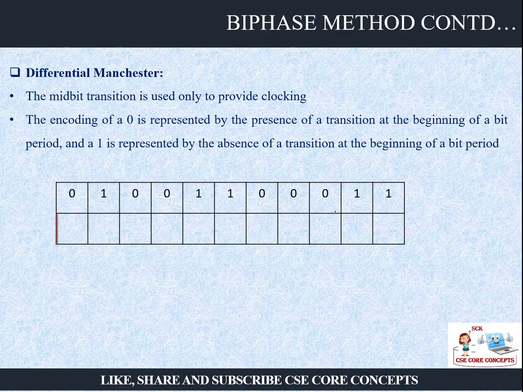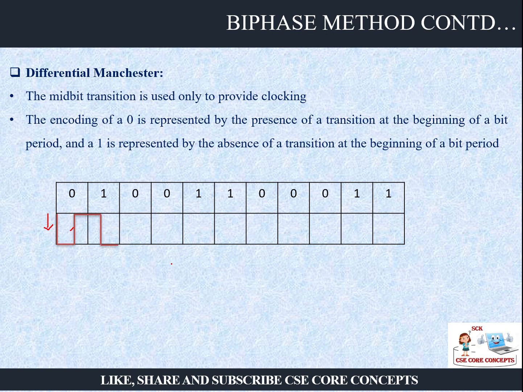Let us see. So first it is a 0, so there will be a transition. So let us say we are going from a transition from up to down. Then we will provide a clock. This is only for clocking, no data, right? Now next is 1. 1 is no transition. Since there is no transition, it will simply go straight and then it will perform clocking.